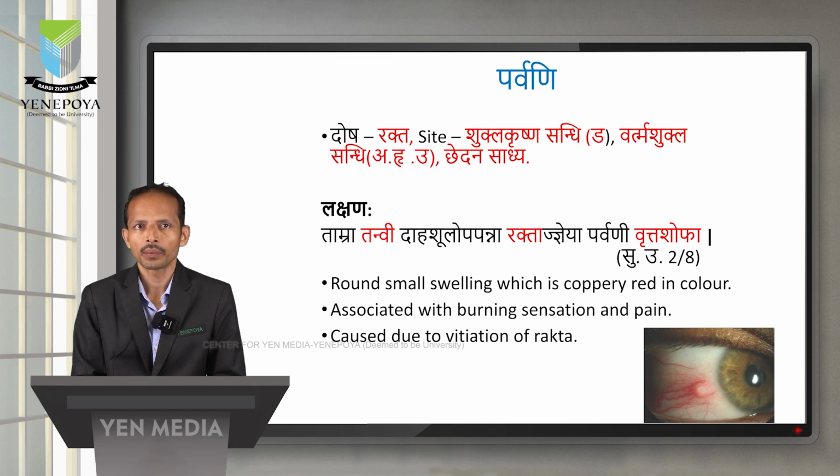The next disease, Parvani. Here the involved dosha is Rakta dosha and the site is Shukla Krishnagata Sandhi according to Dallana, Vartma Shukla Sandhi according to Ashtangahridaya. This condition is Chedana Sadhya: Tamra Tanvi, Daha Shulopapannam, Raktajneya Parvani, Vrutta Shofaha. Here Tamra Varna Yukta Pitaka, which is Tanvi, thin, and Daha Shulopapannam, associated with burning sensation and pain. This condition is called a Parvani. So in total there will be a Vrutta Shofa, round swelling, which is Tamra Varna Yukta, thin, associated with Daha and Shula. This condition is called a Parvani.